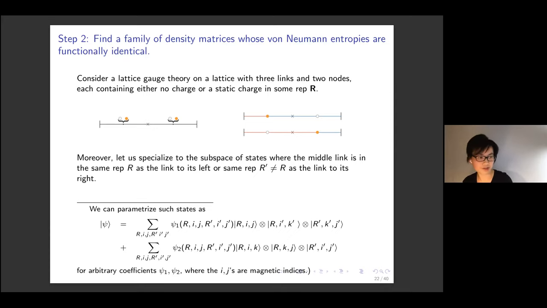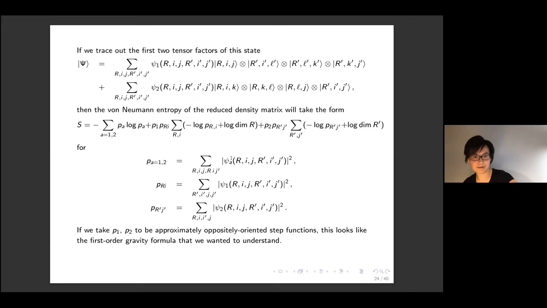And that's what I tried to engineer here by specializing to this subspace of states on the right-hand side of this figure, where we let the middle link that the cut goes through take on either the same representation as the link to its left or as the link to its right. So like in these two types of states, it goes through either one or the other of the two links on an underlying topological lattice with like two flux lines, even though the spatial position of the cut stays the same. And that's what allows us to get this entropy formula that looks the same as the gravity one.